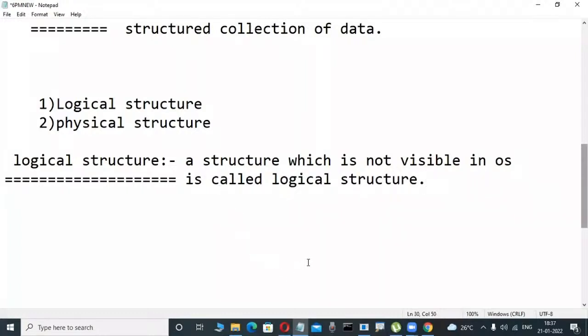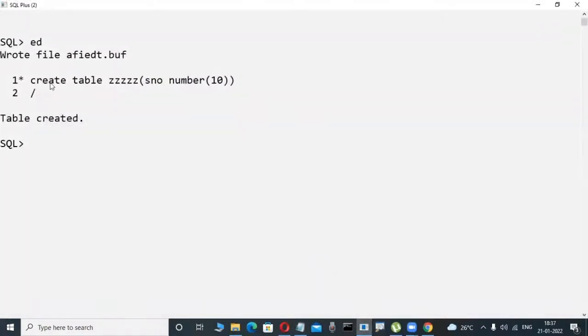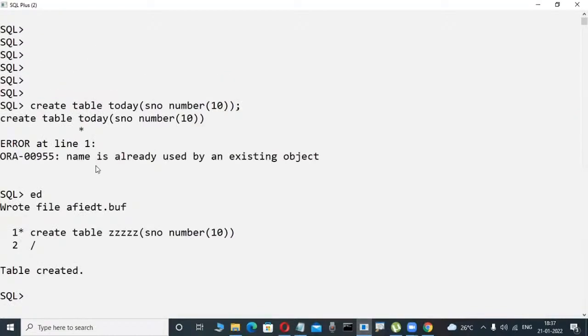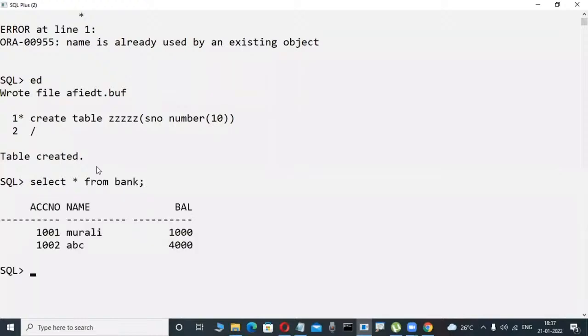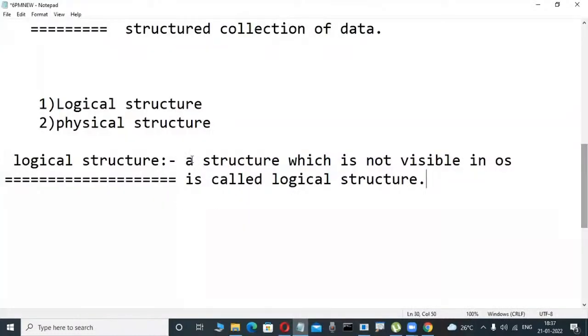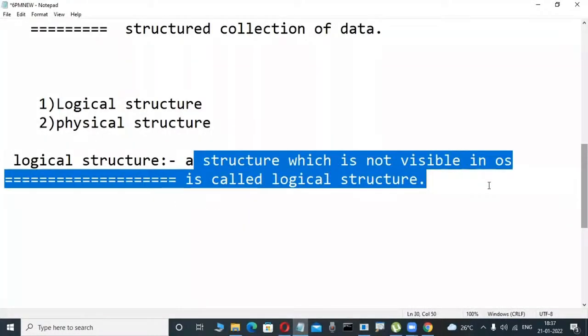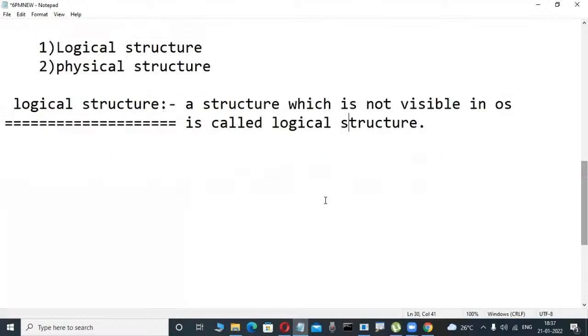That's why when you create a table, we are unable to view it in C drive or D drive like that. But where is it visible? Yes, in a database. This is a database only, don't worry. In this database only, it is visible. So those tables are visible in the database, but not visible in your C drive or D drive. That's why a structure which is not visible in the operating system is called a logical structure.